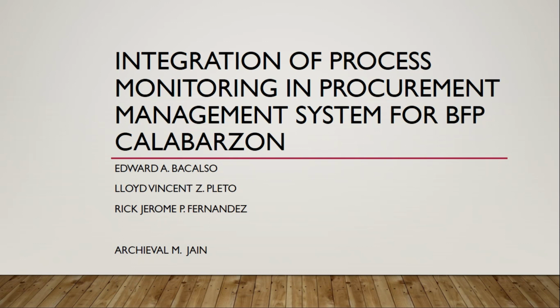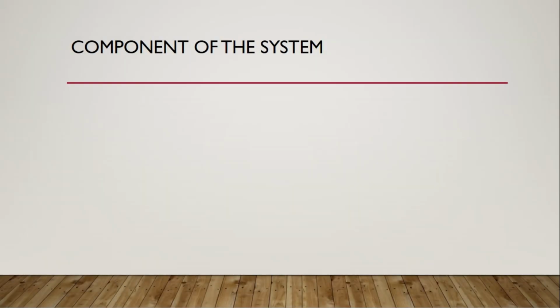They can prepare a PPMP, PR, and APP on their respective section. The head of procuring entity can monitor the flow of procurement with real-time notification and generate a printed report. We also integrate descriptive analytics that can help the head of procuring entity for decision making, and it also produces data visualization. Here are the components that we use to develop the system.